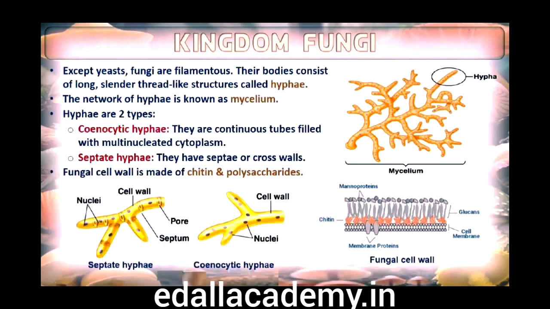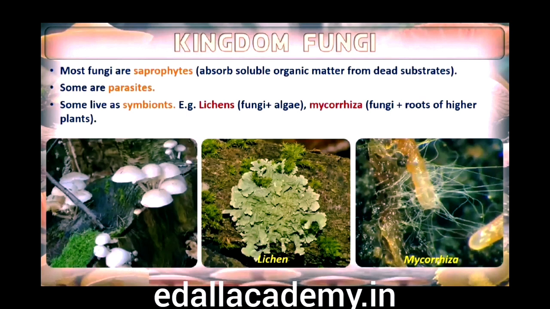With the exception of yeasts, which are unicellular, fungi are filamentous. Their bodies consist of long, slender thread-like structures called hyphae. The network of hyphae is known as mycelium. Some hyphae are continuous tubes filled with multinucleated cytoplasm. These are called coenocytic hyphae. Others have septae or cross walls in their hyphae. The cell walls of fungi are composed of chitin and polysaccharides. Most fungi are heterotrophic and absorb soluble organic matter from dead substrates and hence are called saprophytes.